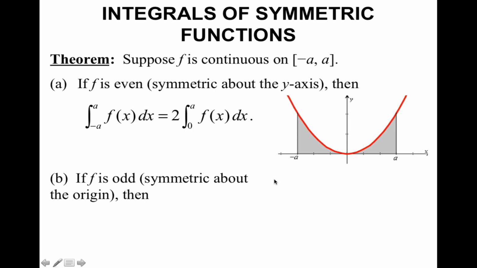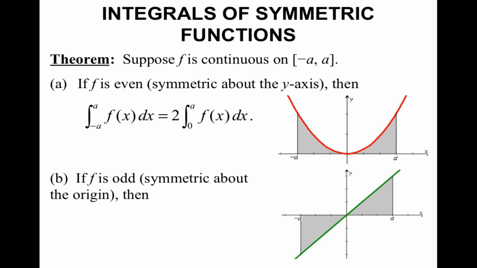If f is odd, that means it's symmetric about the origin, such as y equals x. Then we can say that the area underneath the curve from negative a to a is 0, because the area from 0 to a is positive, and it's the same amount of area as it would be from negative a to 0, but it's below the x-axis, so that makes it negative area. So they would cancel each other out.